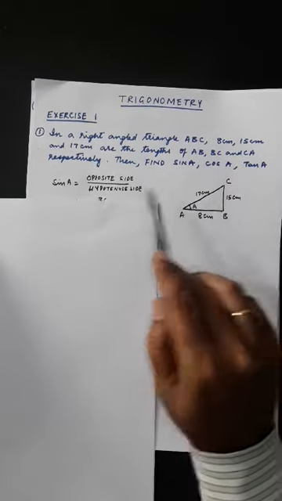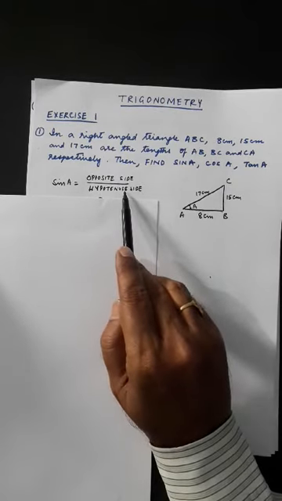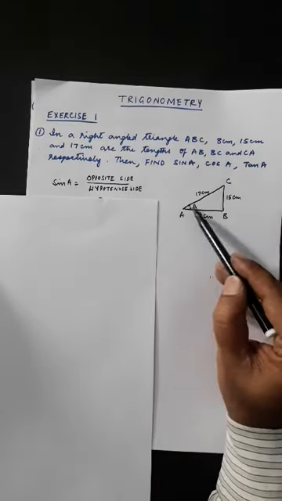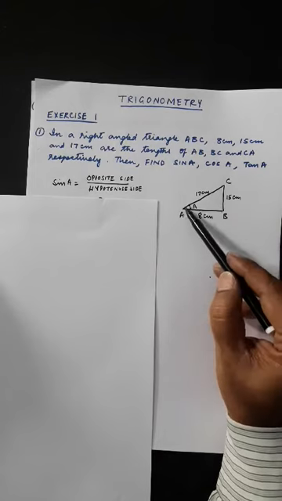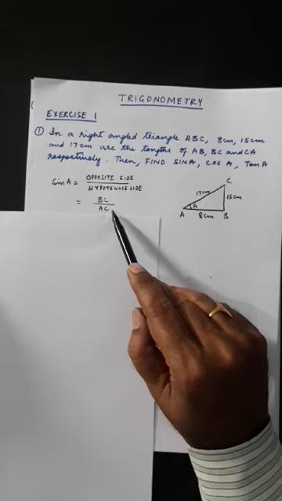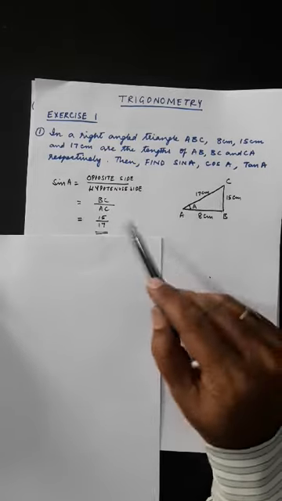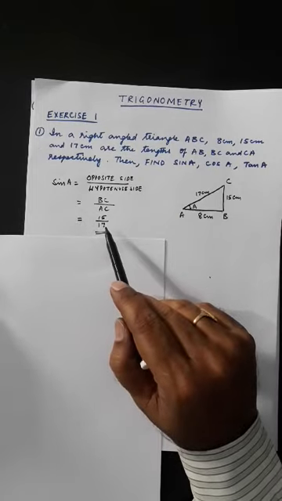Sin A. We know sin A is equal to opposite side by hypotenuse side. Opposite side is BC, hypotenuse side is AC. So BC divided by AC. Okay. So BC is 15 centimeters, AC is 17 centimeters. So sin A is 15 by 17.